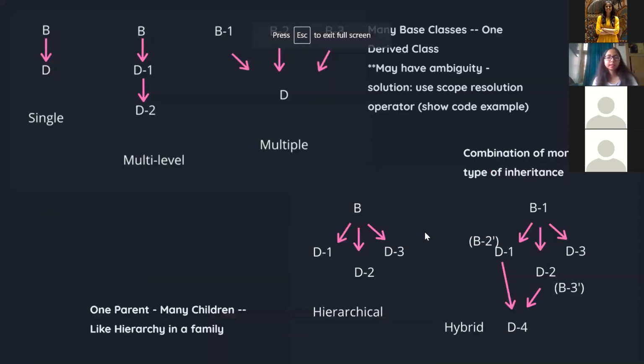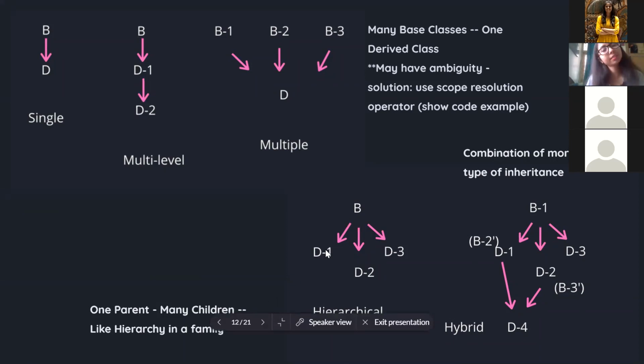The next is hierarchical inheritance, which is like an opposite version of multiple inheritance. In multiple inheritance, we had multiple base classes and one derived class. In hierarchical inheritance, we have multiple derived classes and one base class. You can remember this like hierarchy is something that we talk about in families, and in families we have one parent and many children. So you can remember that hierarchy is where we have more children and one base class, so you don't get confused between multiple and hierarchical.